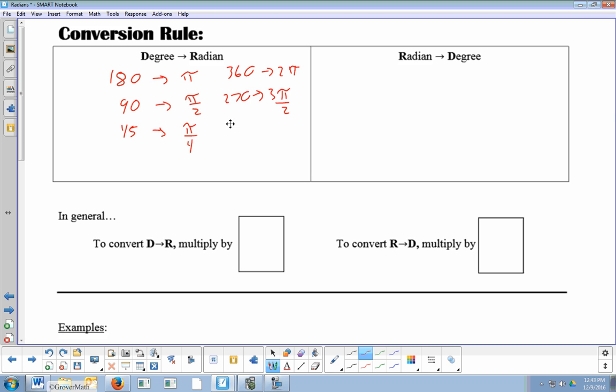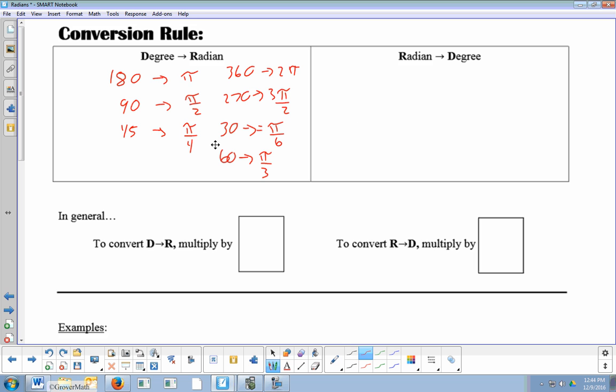Now I just need a couple of specials. How about 30? Well, it's a third of 90, right? So I can divide this by 3 to get 30. If I divide this by 3, I get pi over 6. Right? 'Cause dividing by 3 is times 1/3, tripling the bottom number. And 60, which is double that, 2 times this, throw 2 on top, simplify, I get pi over 3.